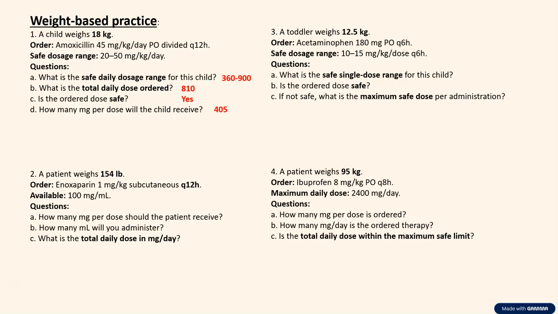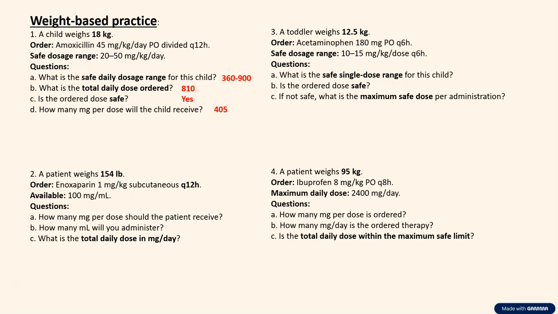Let's move on. Number 2, a patient weighs 154 pounds. They have an order for enoxaparin, 1 milligram per kilogram, subcutaneous every 12 hours. The available dosage is 1 milligram per milliliter. First step, what is the question asking? And this one's a little different because it's not asking about a dosage range. It's just giving a dosage order in milligrams per kilogram, and it's asking how many milligrams per dose the patient should receive. Second, do you need to do any conversions?